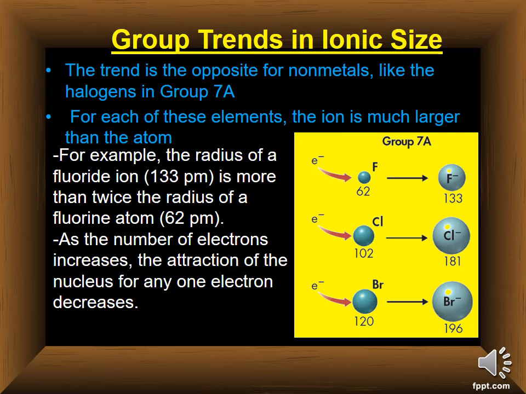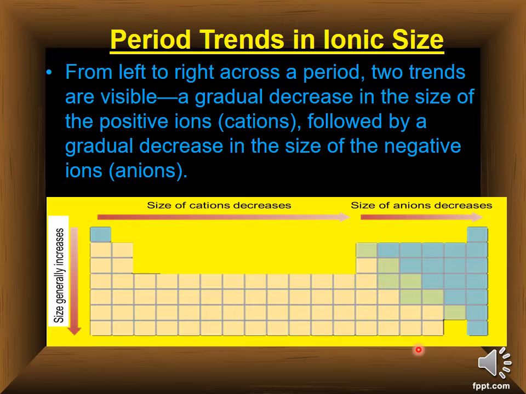Before going there, one thing I have to tell you: why it happened like this is because of the shielding effect. The number of shells is going to increase, okay, so the number of shells increasing means more volume. Okay, the periodic trend of the ionic size.